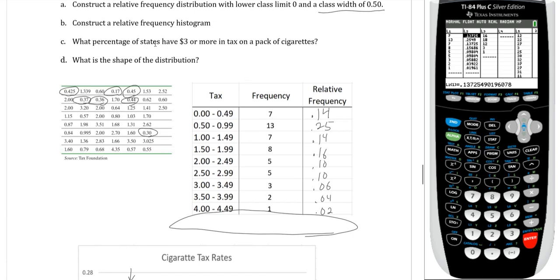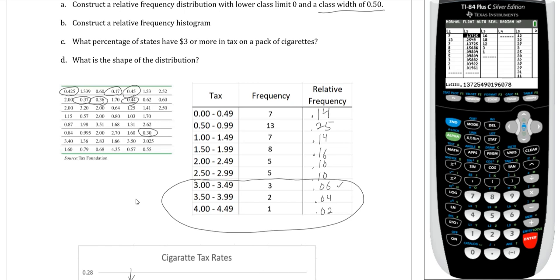What percentage of states have $3 or more in tax on a pack of cigarettes? Well, $3 or more, that means that we're looking at the end few values. So looking at my distribution here, I'm looking at these three. This would be $3 or more, so that's 6, 4, and 2. That adds up to 12%. Because that's 6 plus 4 plus 2 gave me 12%.